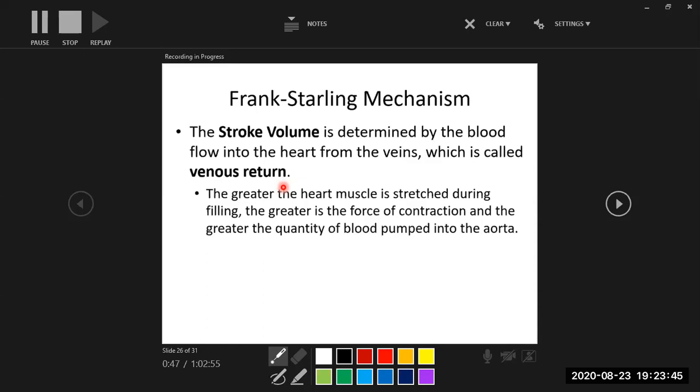And that is why, when you run a marathon or exercise, you need your heart to pump blood into the body. The way to keep it running is to have a good venous return.